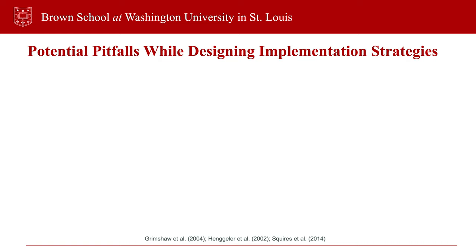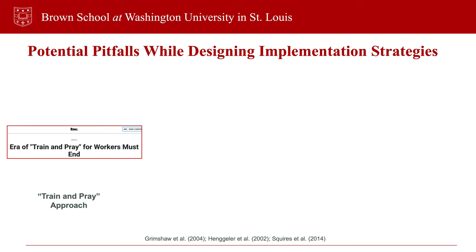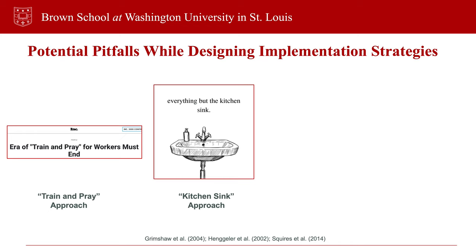There are a number of potential pitfalls that we often face when designing implementation strategies. The first is that we often use this train and pray, or train and hope, approach, in which we send people to training and we hope that their behavior changes. In reality, we know that this is necessary but not sufficient to achieve the types of implementation and clinical outcomes we're looking to achieve, and that oftentimes we need more than just training. Conversely, we also fall prey to this kitchen sink approach, in which we throw very intensive implementation strategies at a given implementation problem and assume that more is better, and that more implementation strategies, given their intensity, will address more barriers.